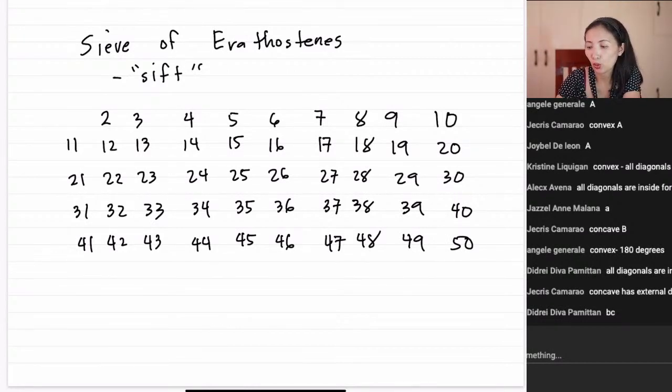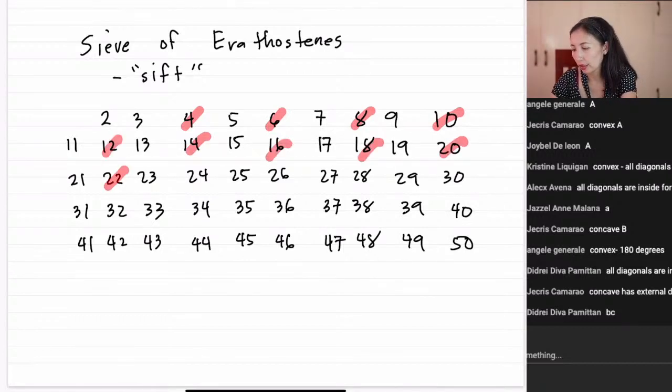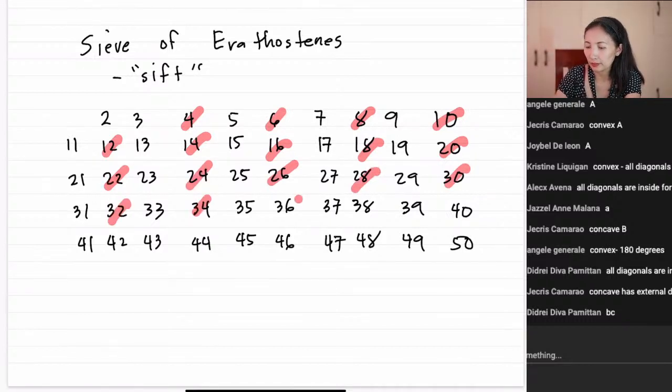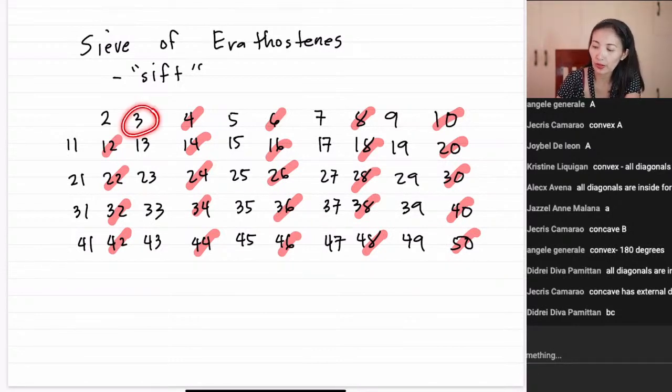But we skip 2. I will mark or cross out the numbers which are divisible by 2, the multiples of 2, so I'll strike out 4, 6, 8, 10, 12, 14, 16, 18, 20, 22. Let's strike out all multiples of 2. The next unmarked number is 3. We're done with 2, so we proceed to 3.